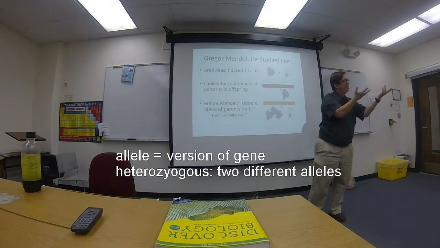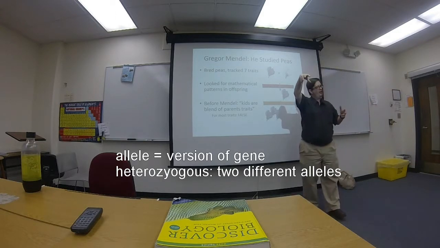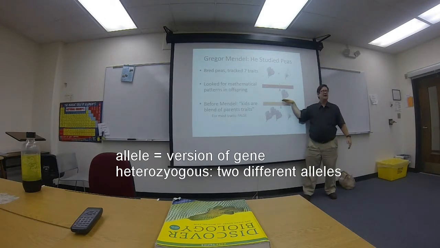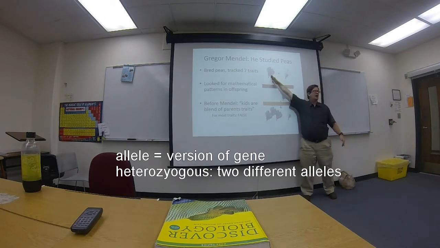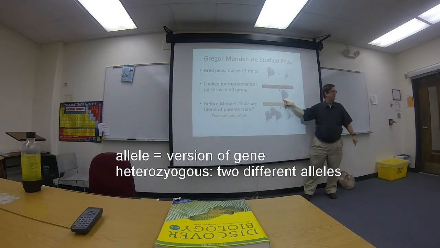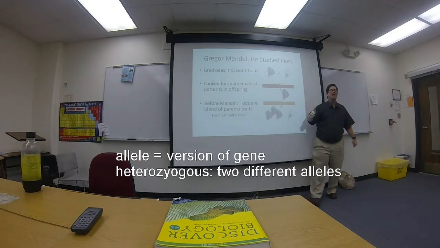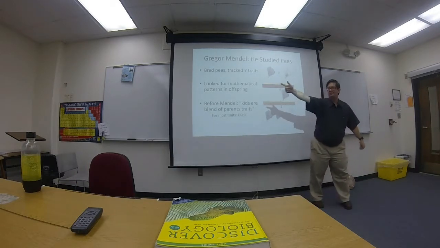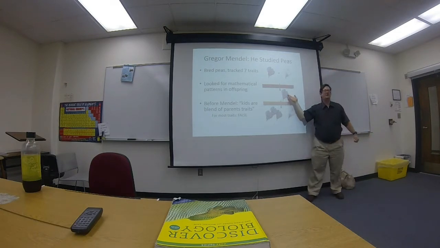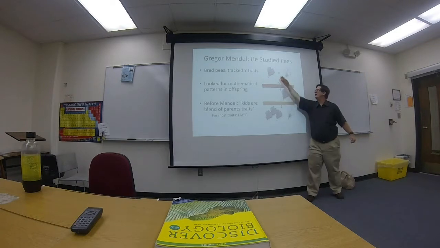Hetero means not the same. Homo means the same. So what we have here is a heterozygote flower. It has the dominant allele, the dominant version of the gene, and the recessive version of the gene. And what color is it? Purple. Because purple is dominant. What's your definition of dominant? Will be expressed if present. It's present and it's expressed, so you look purple.